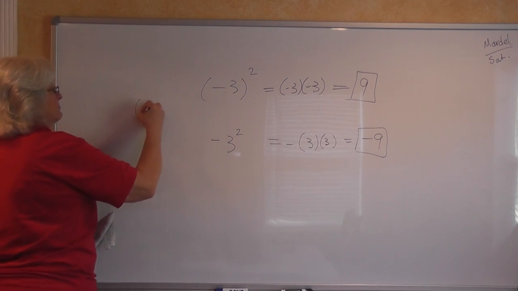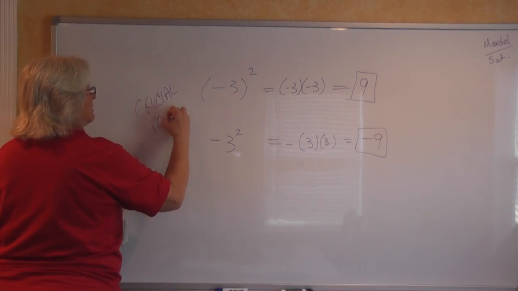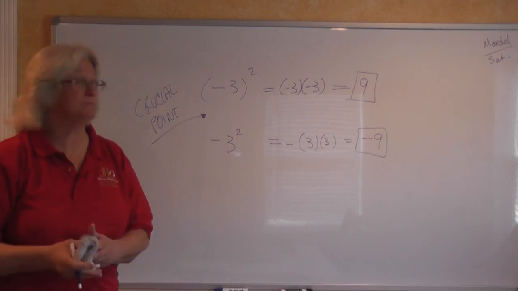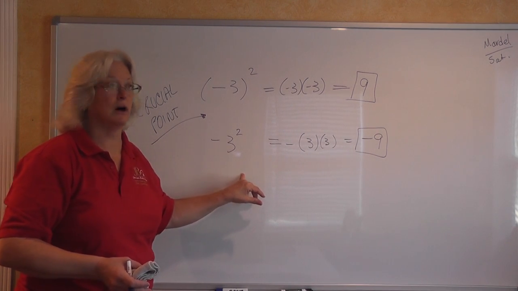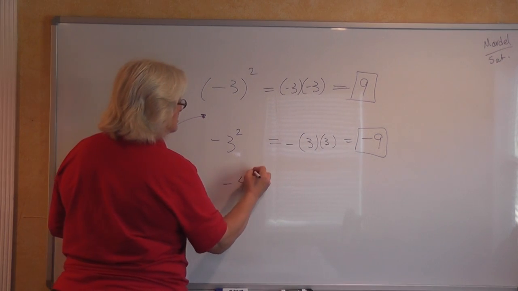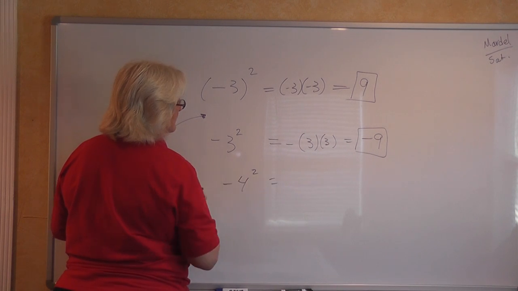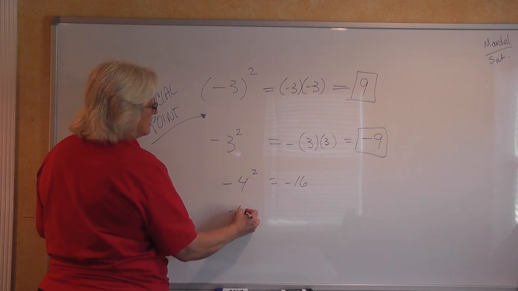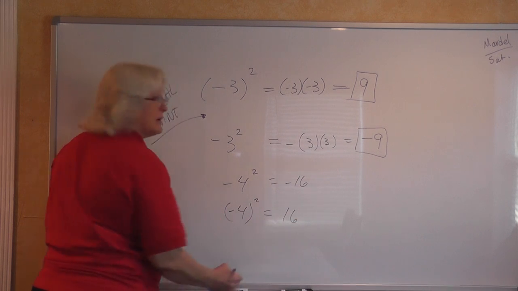This is crucial, critical, that you catch this, and that you catch this early, because this causes problems all the time. The opposite of 4 squared is negative 16. Negative 4 squared is a positive 16.